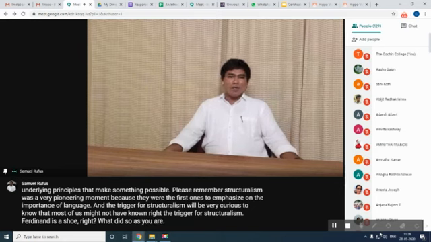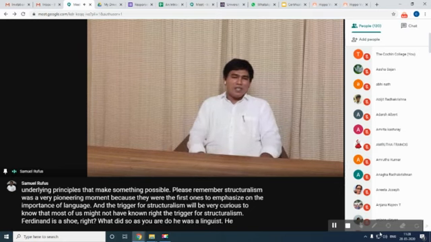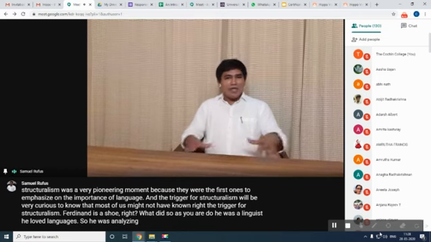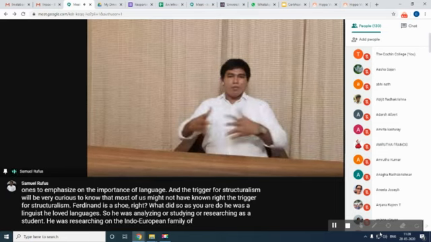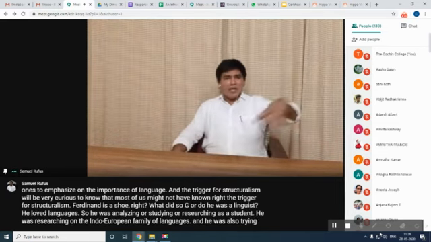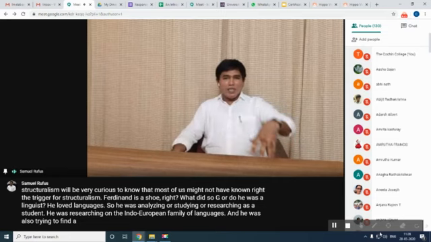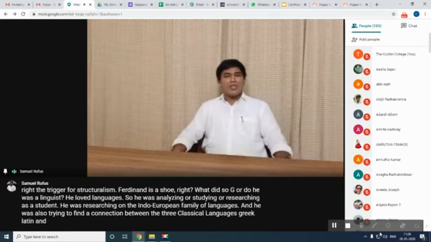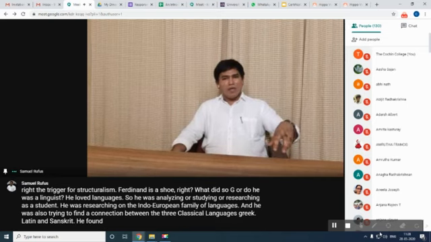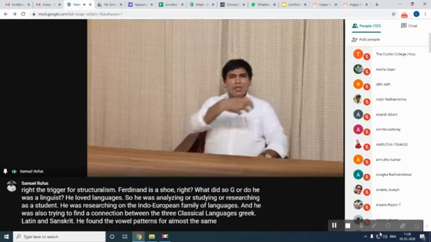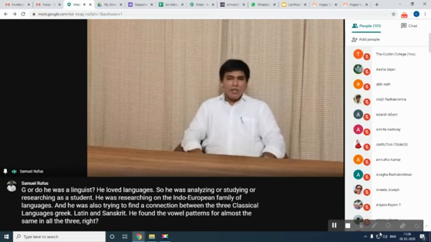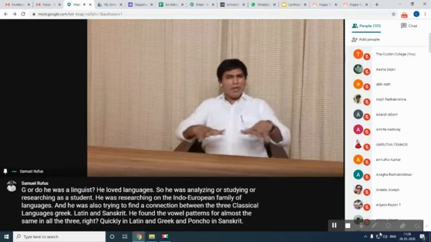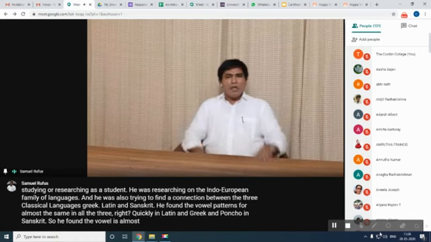What did Saussure do? He was a linguist. He loved languages. So he was researching, as a student, the Indo-European family of languages. And he was also trying to find a connection between the three classical languages, Greek, Latin, and Sanskrit. He found the vowel patterns were almost the same in all three: quinque in Latin, penta in Greek, and pancha in Sanskrit. So he found the vowels almost similar.